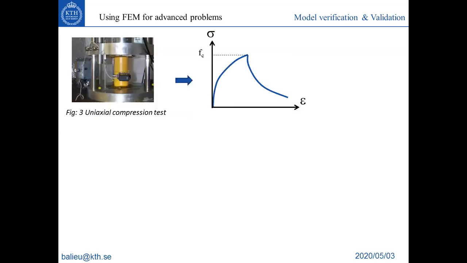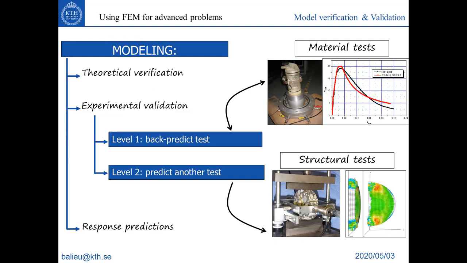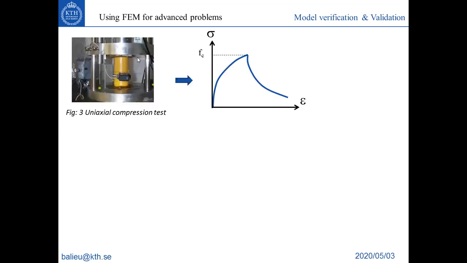This is an example of a material test. As I told you before, it is the same example, a uniaxial compression test. This is a material test in theory. That means you can deduce, let's say, the peak stress. That means the stress when you have the maximum stress on your stress strain curve. Starting from this stress, your damage initiates and your structure starts to fail.